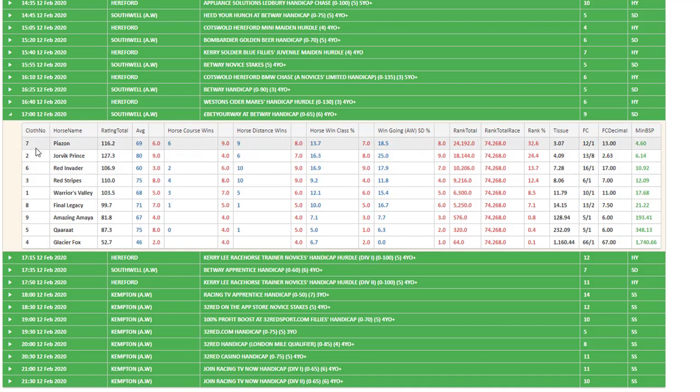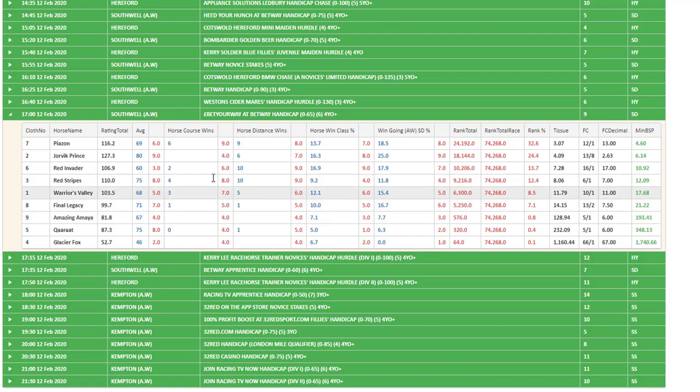So the tissue price for Piazon is 3.07, just over 2 to 1. And we are saying before we back this horse, we want at least 4.6. Another example, Warriors Valley, we suggest the tissue price should be 11.79. Times this by 1.5, we want at least 17.68 before we back this horse.